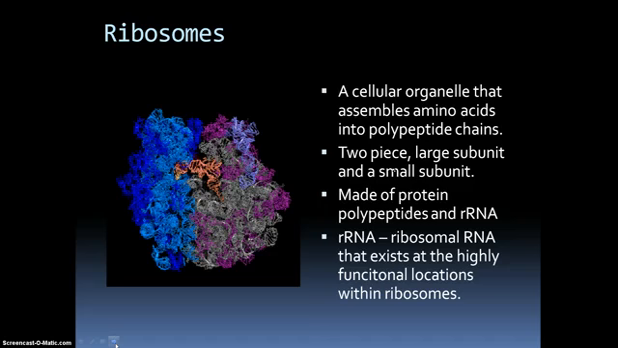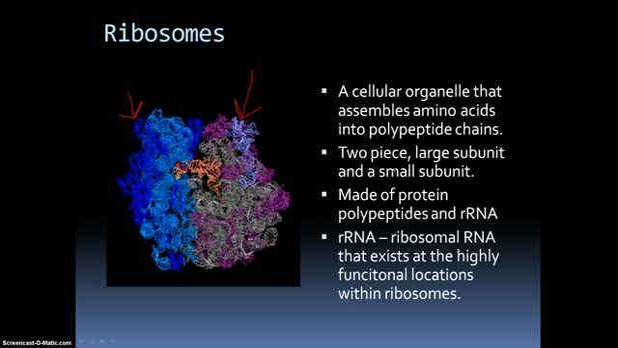Ribosome has two pieces, a large subunit and a small subunit. If you take a look at this diagram right here, what's on this side that's colored dark purple, light purple, gray, that's the large subunit. And what's on this side that's colored two different shades of blue is the small subunit. And during the process of protein synthesis, they combine to make a ribosomal structure.